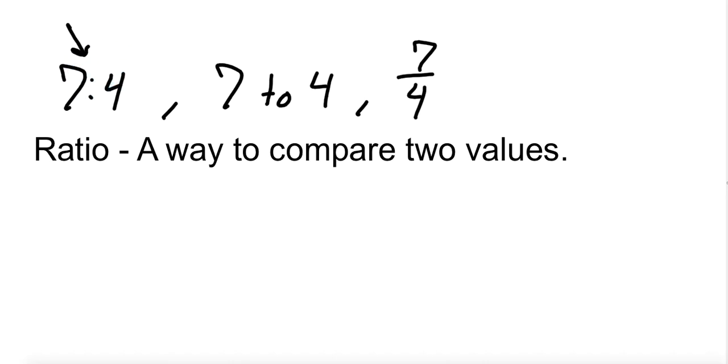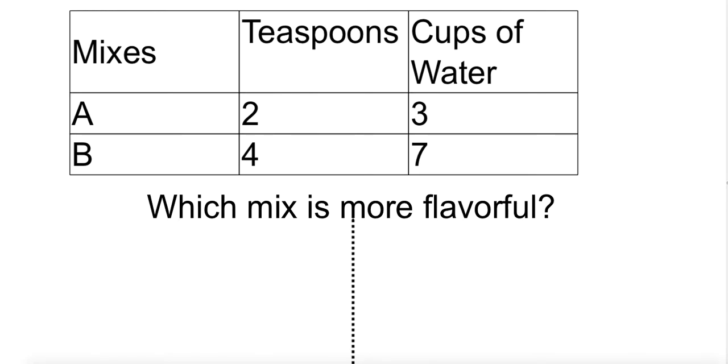Now, our first example of comparing ratios is comparing two different mixes of iced tea. You can see that mix A has 2 teaspoons of flavor with 3 cups of water, and mix B has 4 teaspoons of flavor with 7 cups of water. And there's actually going to be two ways we can prove that one of these mixes is more flavorful than the other. So I'm going to rewrite my ratios. We have 2 teaspoons of flavor and 3 cups of water. And we're comparing that to 4 teaspoons of flavor and 7 cups of water.